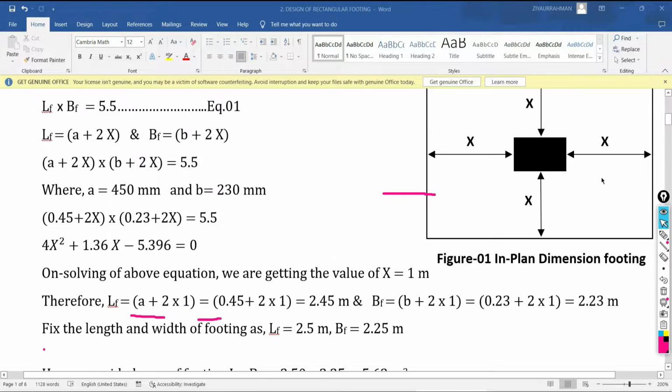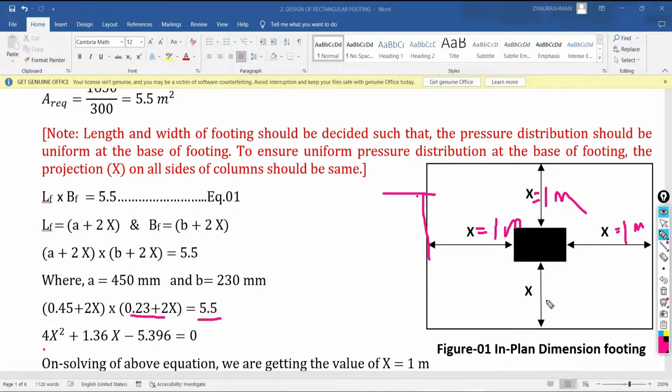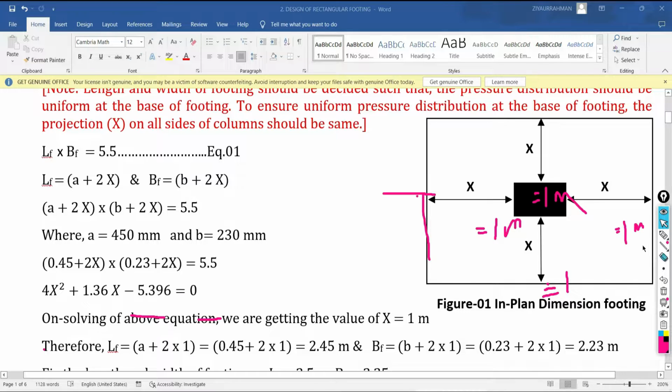So the projection on all sides from the column face up to the edge of the footing will be equal to 1 meter. This will also be equal to 1 meter, this will also be 1 meter, and this will also be 1 meter. So if we take the projection from the face of the column up to the edge in all directions as 1 meter, we can ensure that the pressure distribution will be uniform at the base of your foundation.